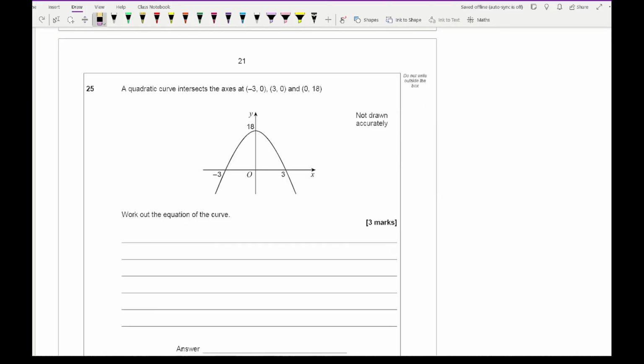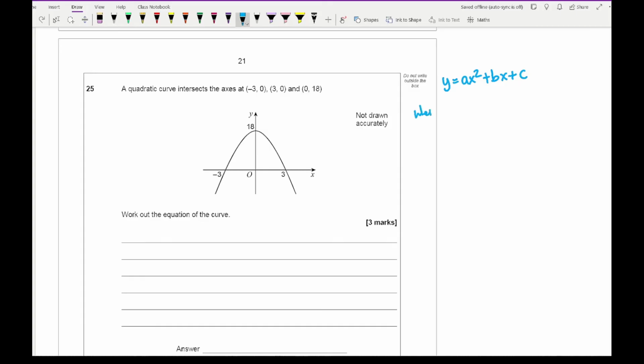So looking at question 25, the quadratic curve intersects the axes at minus 3, 0, 3, 0 and 0, 18. And the question is asking us to work out the equation of the curve. Now for this we know that the equation of the curve is a quadratic, so it's going to follow ax squared plus bx plus c equals y. Now we know that x squared is going to have a negative coefficient because it's an n shape, but let's then just substitute the numbers.